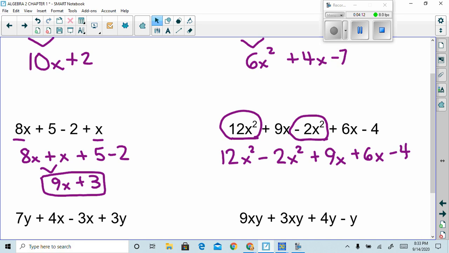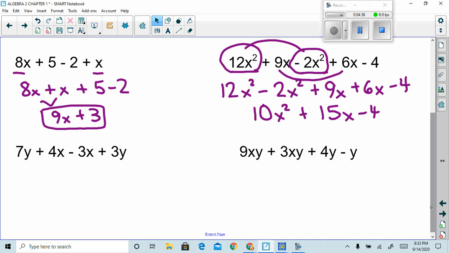Now you don't have to rewrite it. You can look at it and just combine these two, then combine those two. Sometimes I like to write it so as I don't get confused. I now can go from left to right, and I see that this is going to be a 10x squared. I have a 9x plus a 6x will give me 15x minus 4.